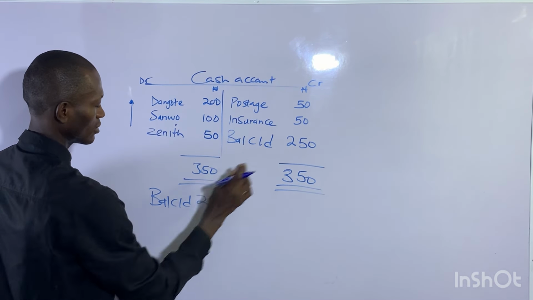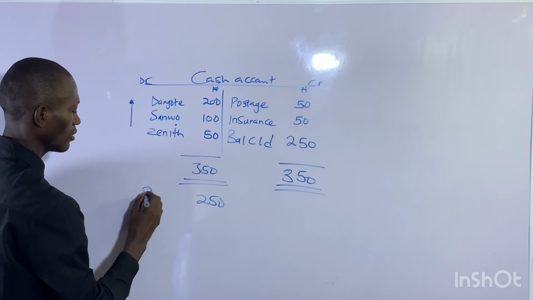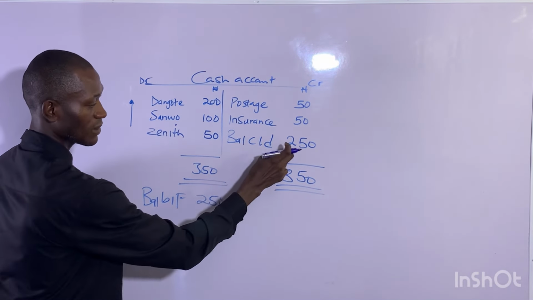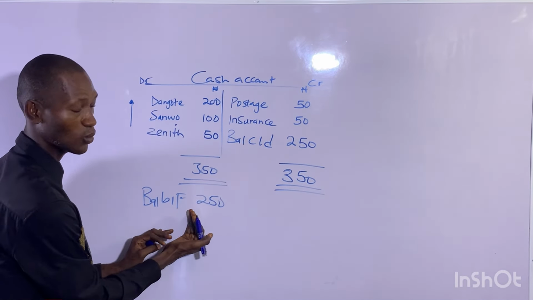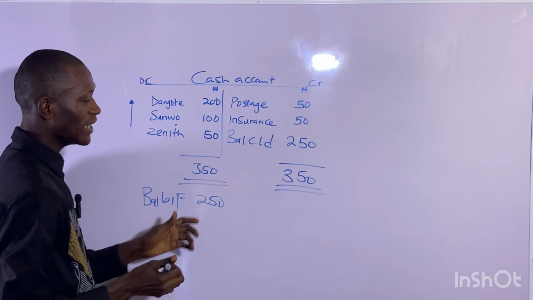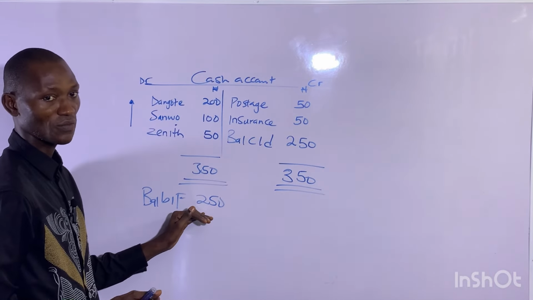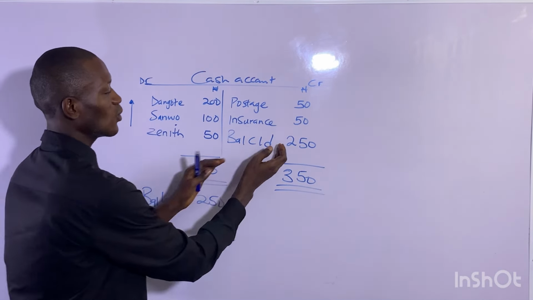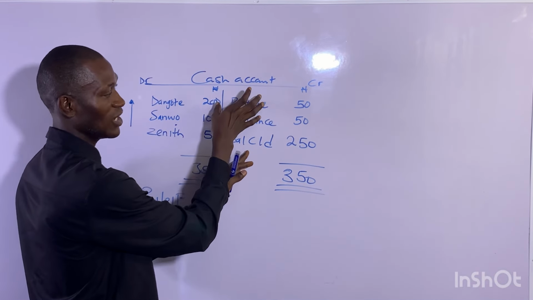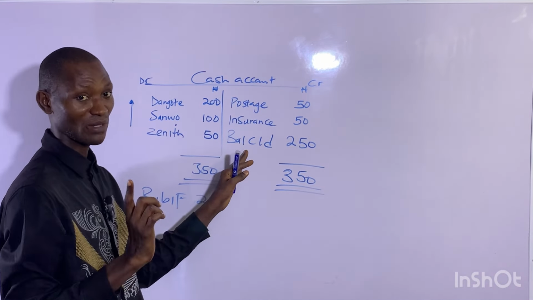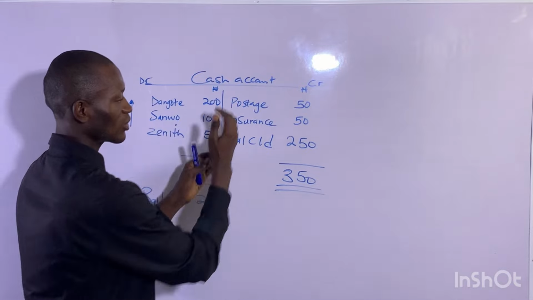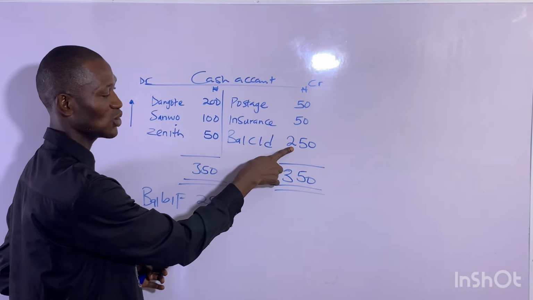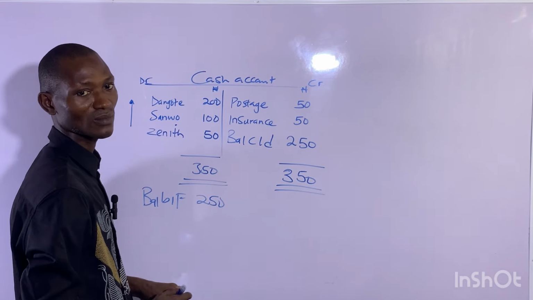This is the balance, sorry, balance brought forward. So balance brought forward is 250, not 350. It's balance carried down that will form the balance brought forward. So look at this now. Why is it that the balance has reduced to 250 instead of the 350 that we had initially? Because we have lessened from this cash account, which ordinarily has a debit balance. But because we are crediting it, it means the balance in it has reduced from 350 to 250.